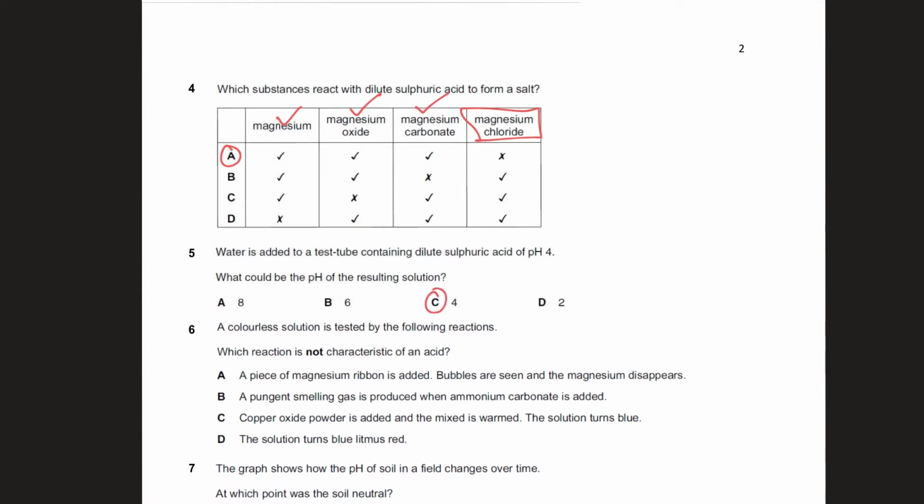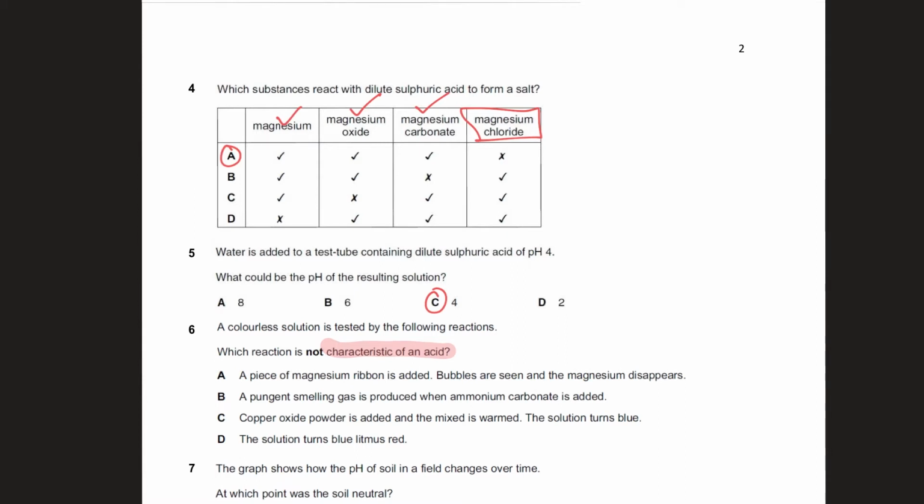A colorless solution is tested by the following reaction, which reaction is not characteristic of an acid? So for this, you need to first know what are the characteristic reactions of acid. So now the characteristic reactions of acids are that they produce hydrogen with metal, they produce carbon dioxide with metal carbonate, they produce salt with metal oxide or metal hydroxide. These are the four characteristic reactions of acid. So a piece of magnesium is added, bubbles are seen and magnesium disappears. This shows that metal is reacting with acid. So the gas being produced is hydrogen.